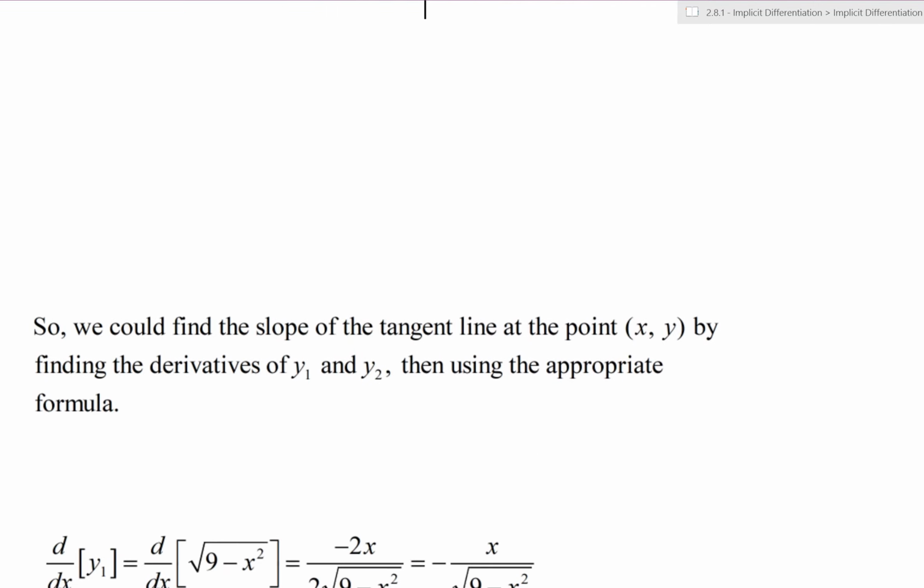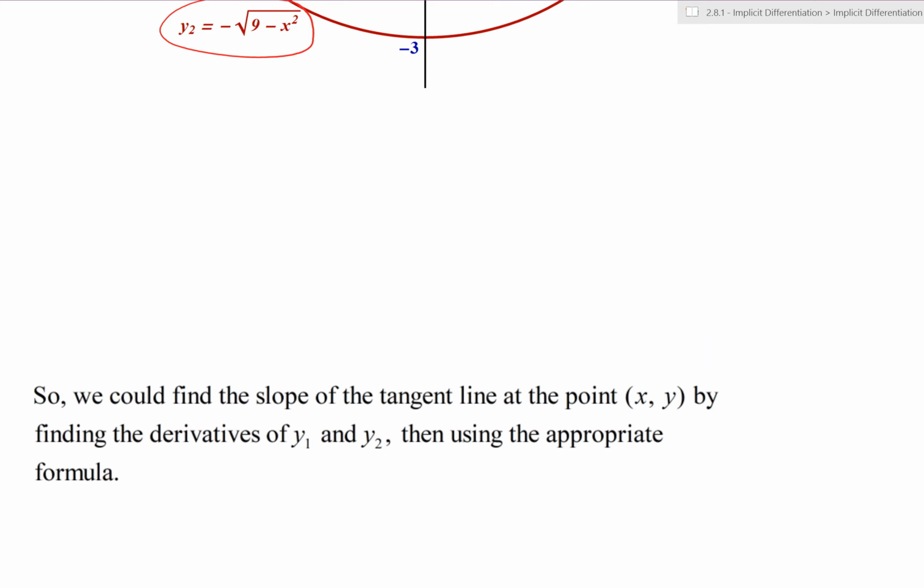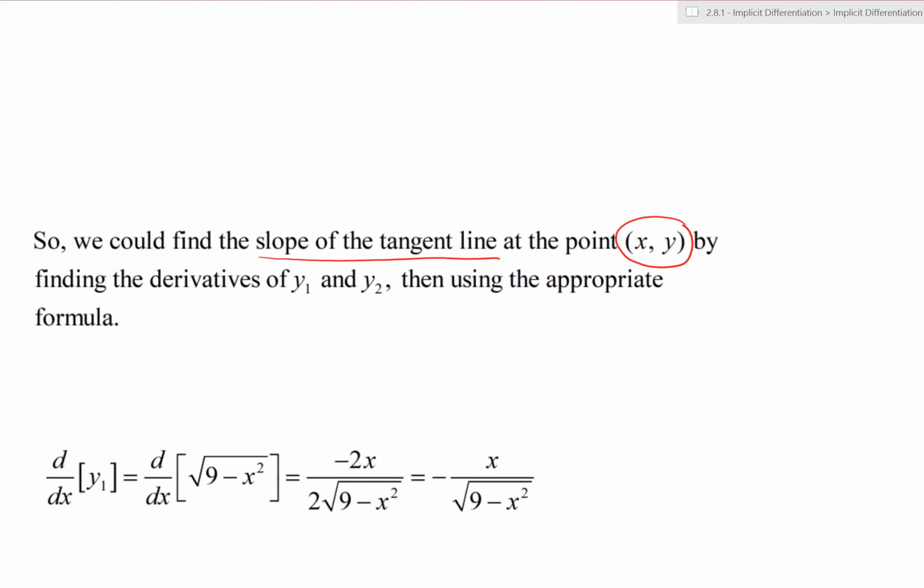So what we could do is find the slope of the tangent line at a point, whatever this point x comma y is, assuming it's on the circle above, by finding the derivatives of each of the explicitly defined functions y1 and y2 individually. And then once we know a point on the graph of the relation, we could say, oh, it's either on y1 or y2, and then go find the slope from there. So we could do that, and we're going to look at that right now.